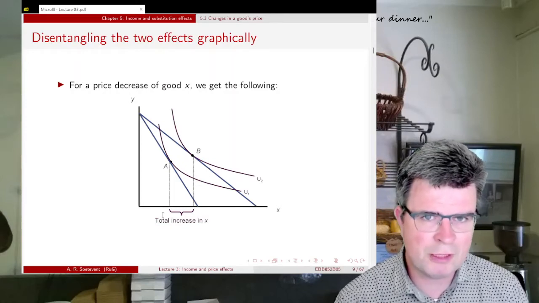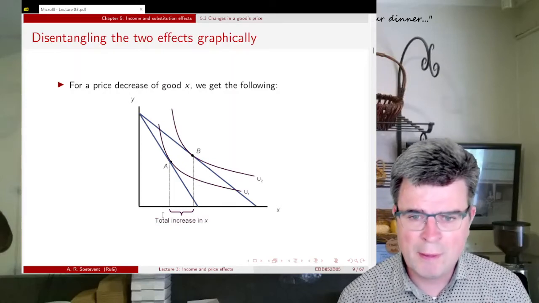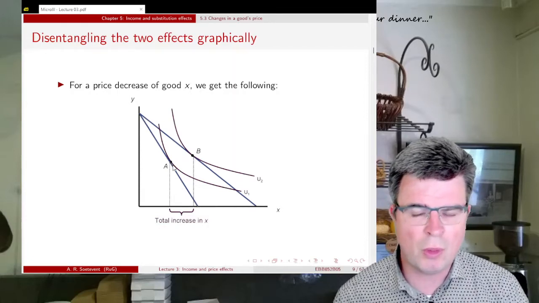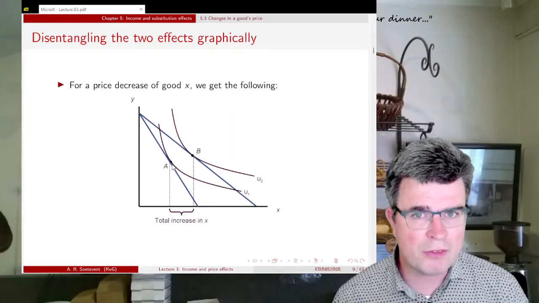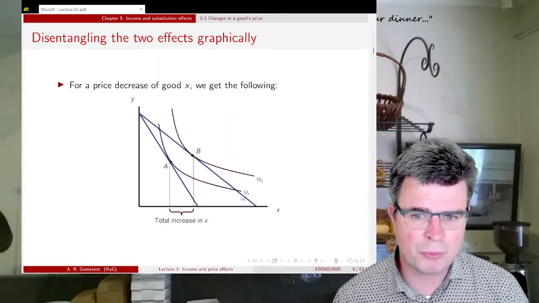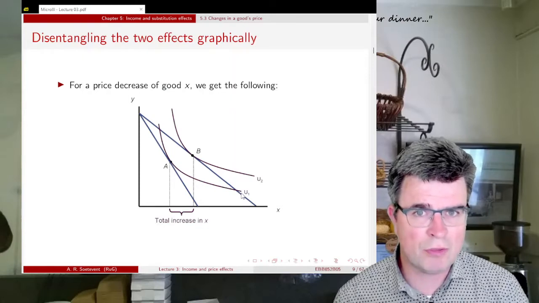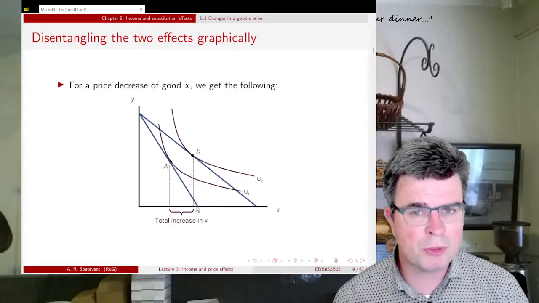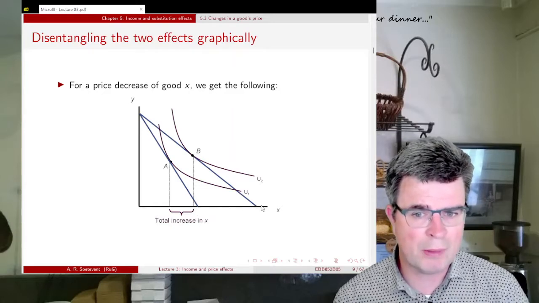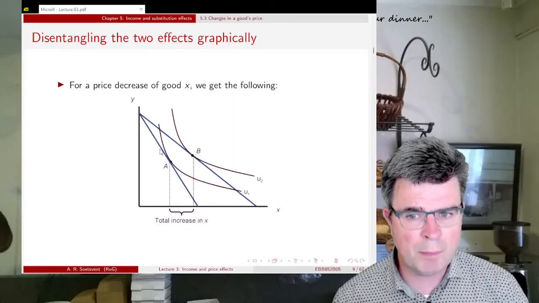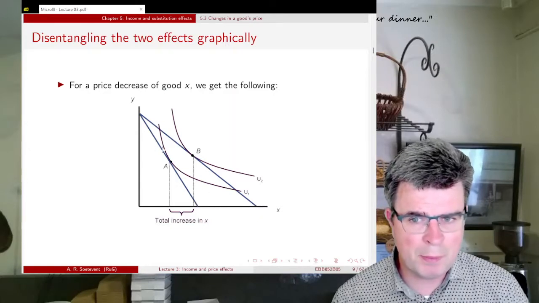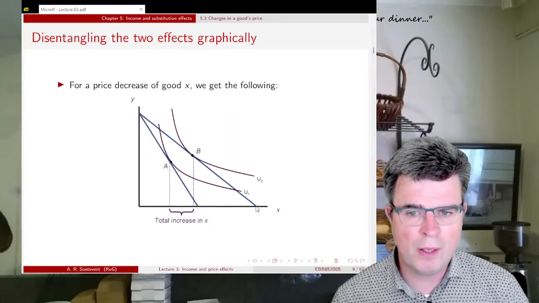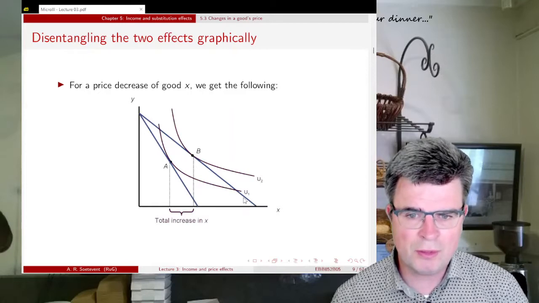Suppose that we have a decrease in the price of good X. If this is our original budget line, and our original optimal consumption bundle is point A, that allowed us to reach an indifference curve and utility level U1. Now the price of good X decreases, meaning that if we spend our entire income on good X, we can now buy more units. So the budget line pivots around this point outward. This is our new budget line.